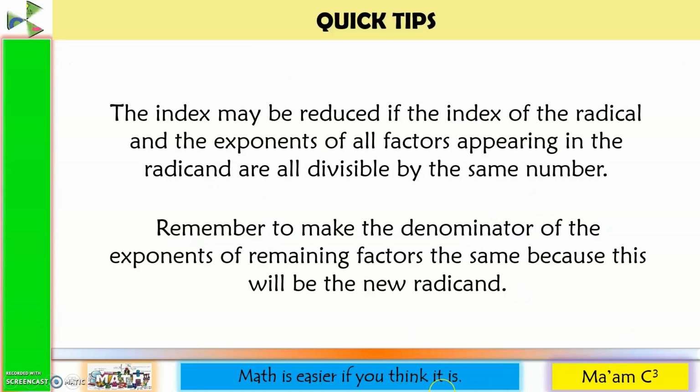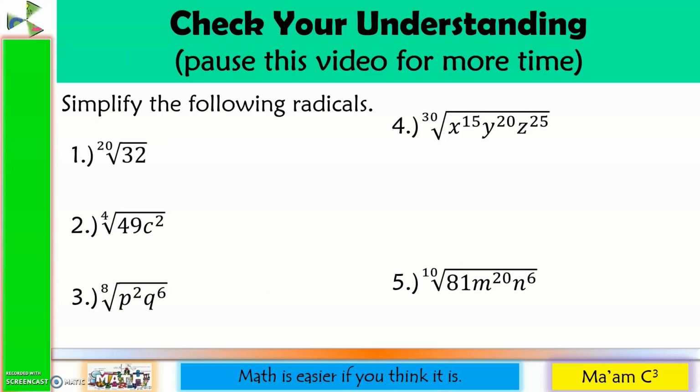Quick tip: the index may be reduced if the index of the radical and the exponents of all factors appearing in the radicand are all divisible by the same number. And remember to make the denominators of the exponents of the remaining factors the same, because this will be the new index. Now, it is time to check your understanding. Pause this video for more time.